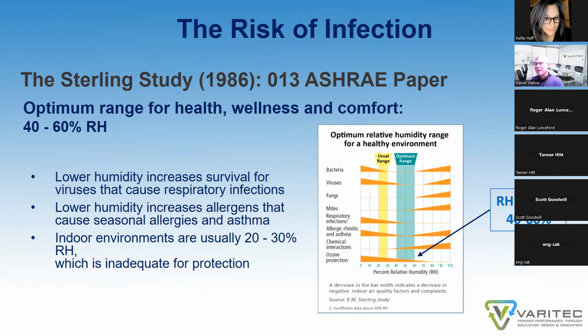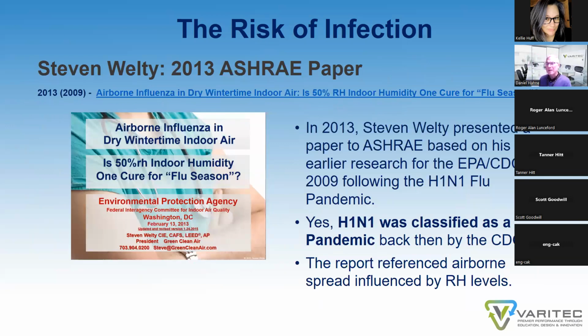The Sterling study, as sponsored by ASHRAE in 1986, determined that the optimum health range for relative humidity within the built environment is between 40 to 60% RH. The Stephen Welty study, done in 2013, demonstrated that 50% relative humidity indoors is a very good threshold to reduce the risk of infection within the environment.